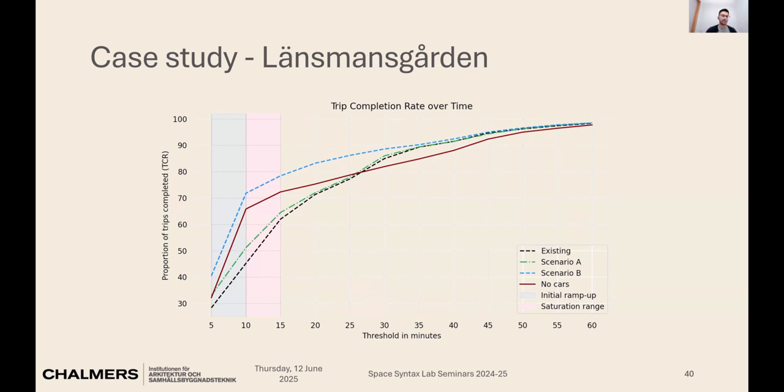And what we see here is it is indeed possible for residents to fulfill roughly 70% of their daily needs within the neighborhood by providing the right amenities. But given enough time, eventually everyone will reach their destinations. And what you can see is with the no cars scenario, it still performs better than the existing scenario by roughly 10 to 15% of trip completion rate within the 10 to 15 minute mark.